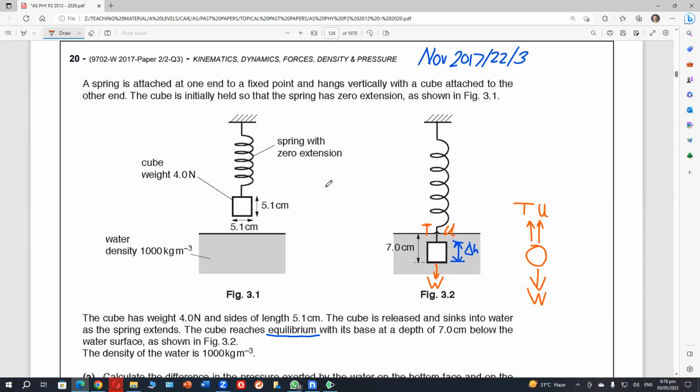So what do you guess now? 4 minus 1.3. We can actually make an equation. It's only a 1 mark question. So we can make an equation and we can use the equation.